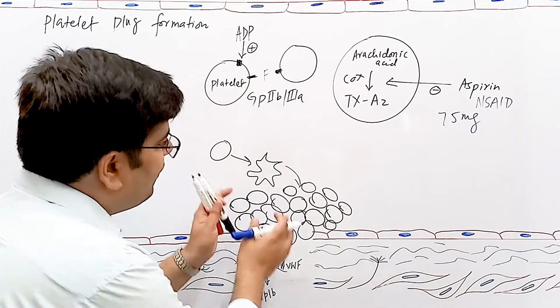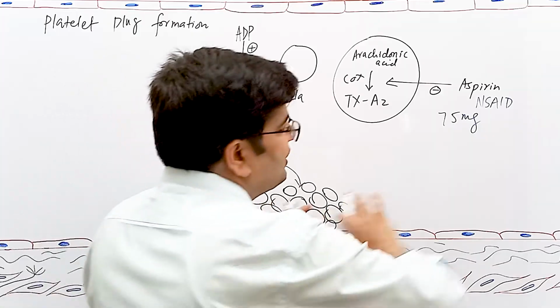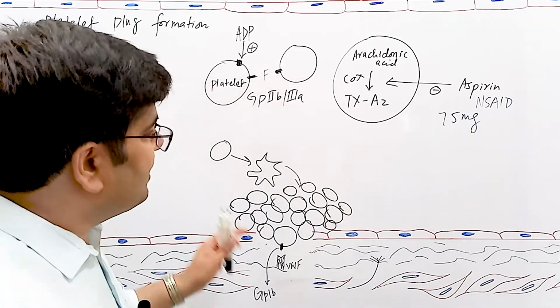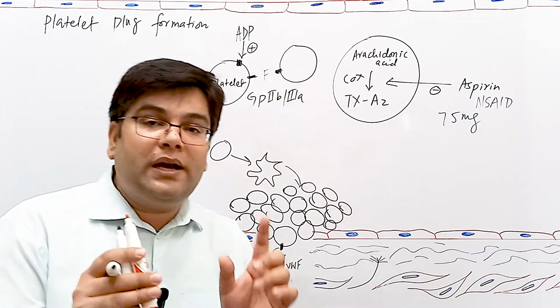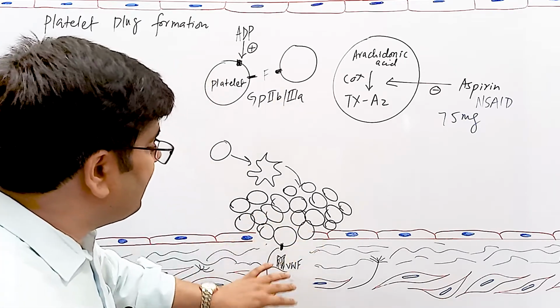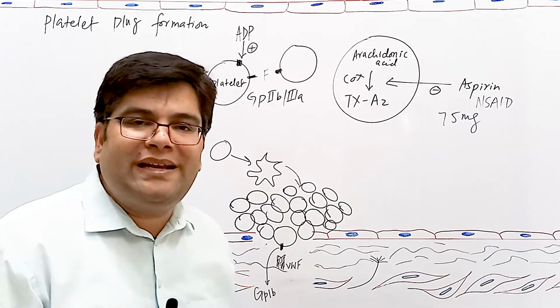Sometimes you may be asked this question in examination: if platelet plug formation is a positive feedback mechanism, why does this platelet plug formation not spread to the other parts of the vessels, and why does this not continue? The answer to this question is that this is only occurring at the point where the endothelium and the other blood vessel wall has been damaged.